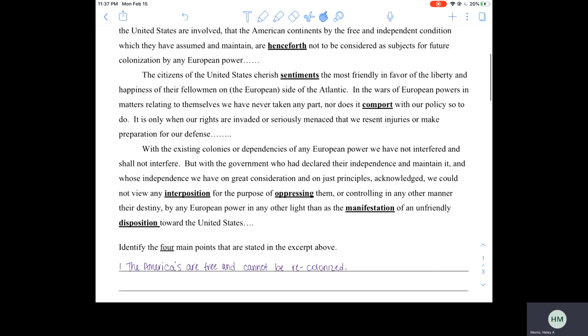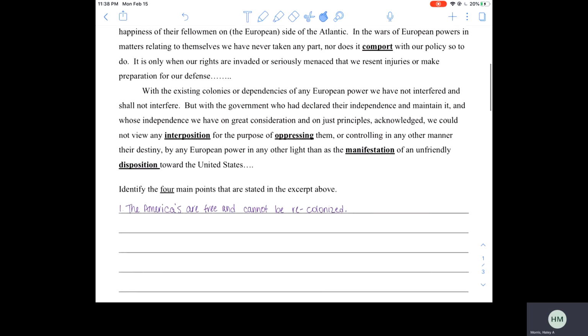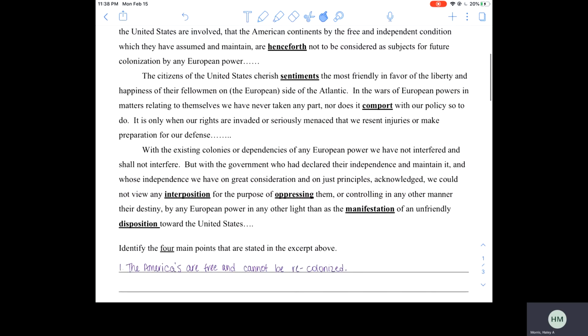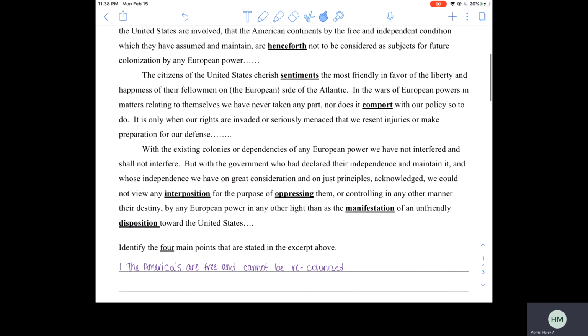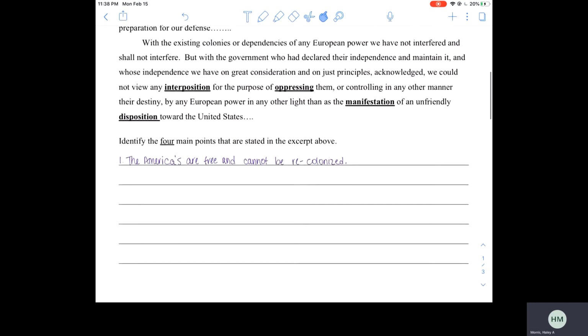The second paragraph reads, the citizens of the United States cherish sentiments the most friendly in favor of the liberty and happiness of their fellow men on the European side of the Atlantic. In the wars of European powers and matters relating to themselves, we have never taken any part, nor does it agree with our policy to do so. It is only when our rights are invaded or seriously menaced that we resent injuries or make preparation for our defense. So they're talking about the wars of European powers and the issues that the Europeans deal with. So really that is saying we don't interfere in European matters like European wars unless it directly affects us.